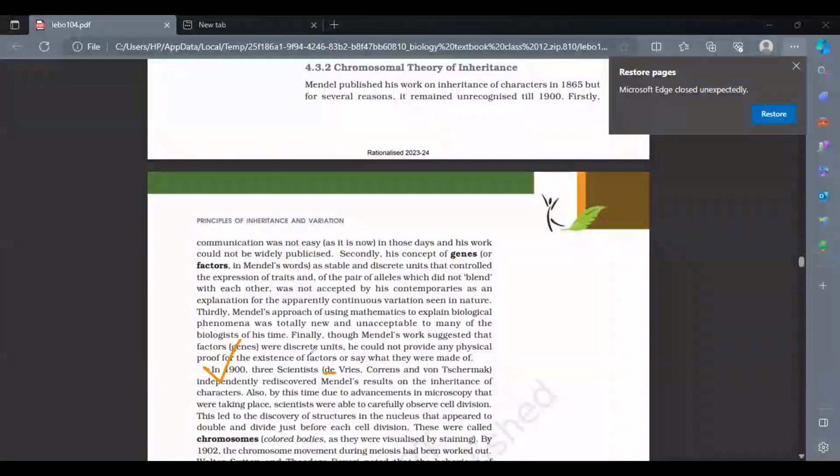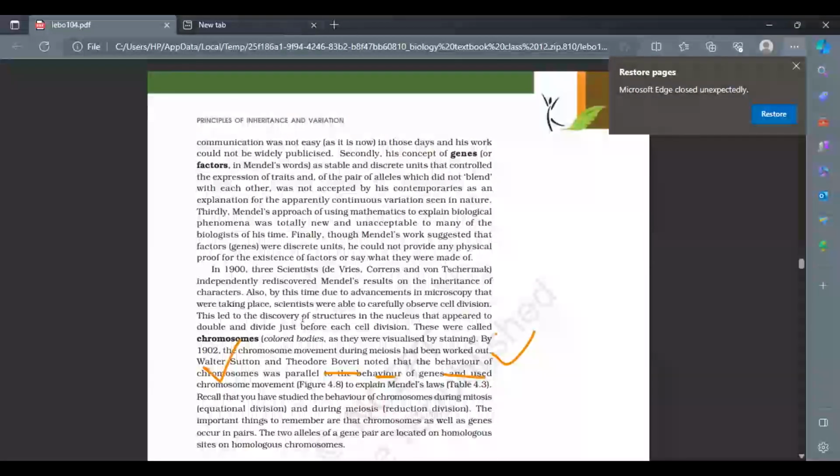You should remember the names of the three scientists: De Vries, Correns, and Tschermak. These were the three scientists who, not as a group but independently, rediscovered Mendel's work on inheritance, and they came up with this concept of chromosomes, how the chromosomes are working and how they are carrying the genes, and they named that structure a chromosome.